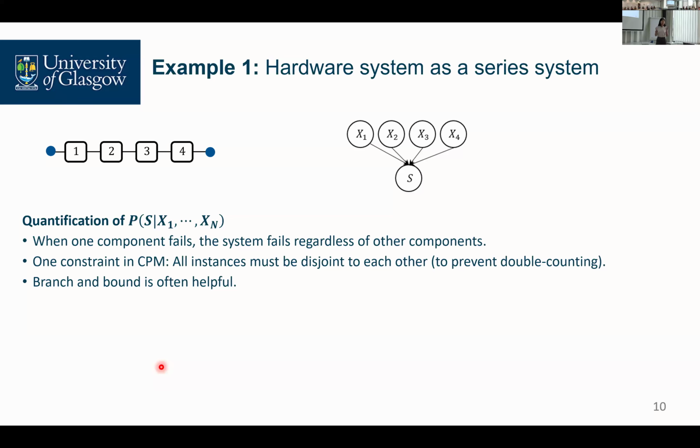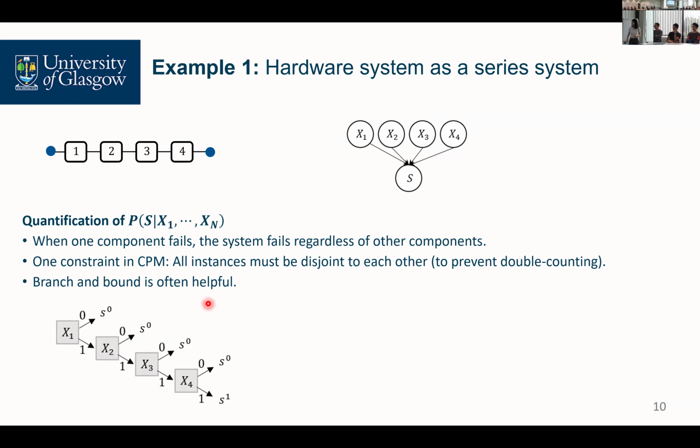Then the first example where we can save memory is this series system where we have these 4 components. If we want to quantify this conditional distribution, we use the information that if one component fails, then the system fails regardless of the other components. But there is one constraint when we construct this CPM: the events represented by the rows should not have intersection events. This is because if there is a duplicated event in a CPM, we would end up double counting some events. To ensure this, branch and bound or decomposition is often helpful.